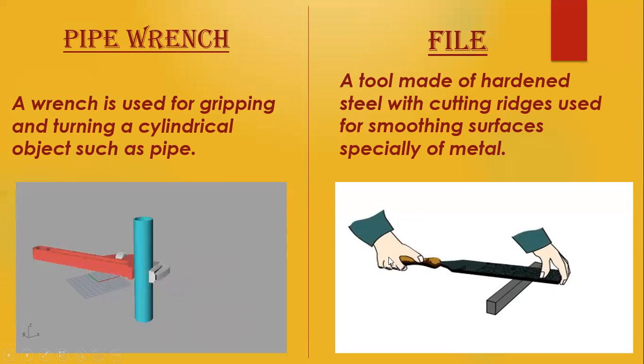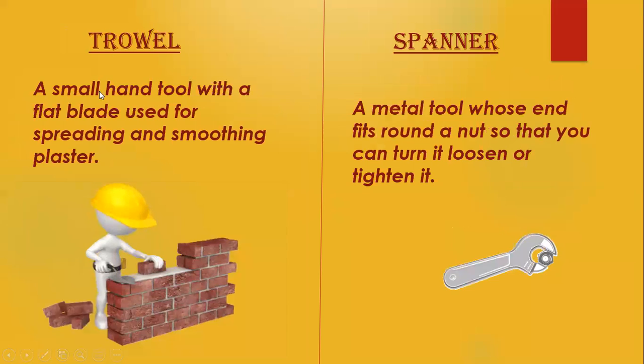Okay, children. Now we have trowel. A small hand tool with a flat blade used for spreading and smoothing plaster. Look, this is the thing which this person is moving. This is trowel. The man is spreading the plaster, or maybe cement, between the bricks to join the bricks. First he puts it here and then, look, spreads it and smooths it. This is trowel.